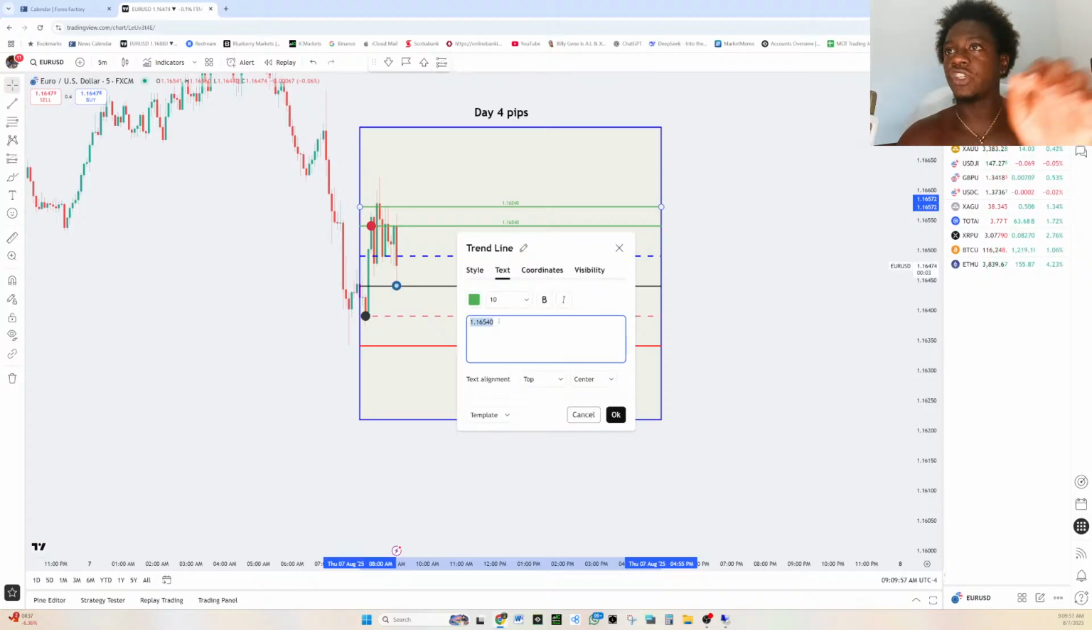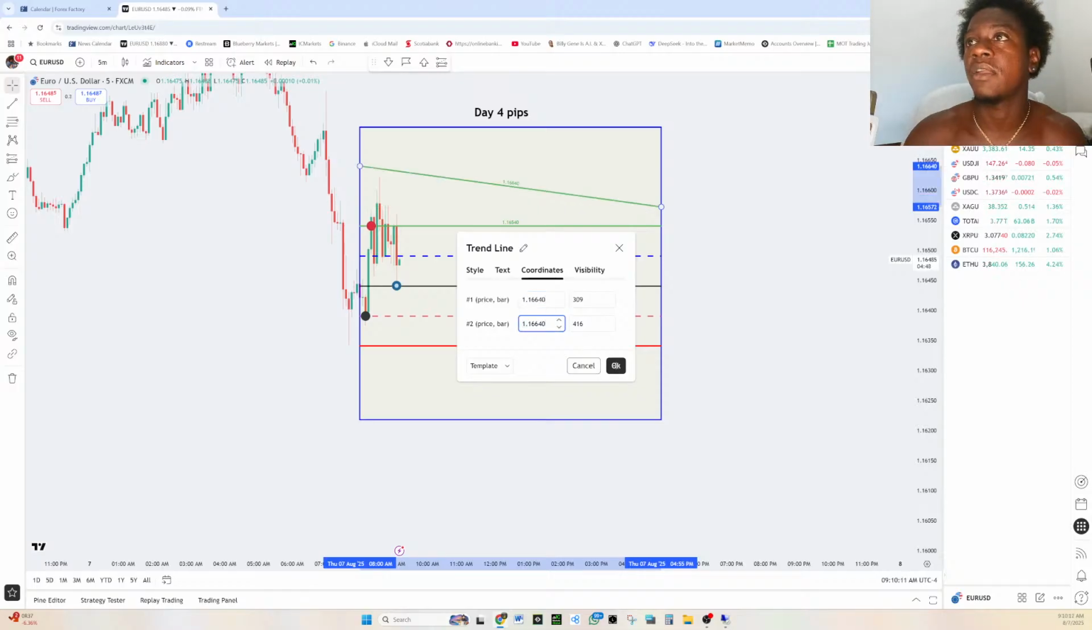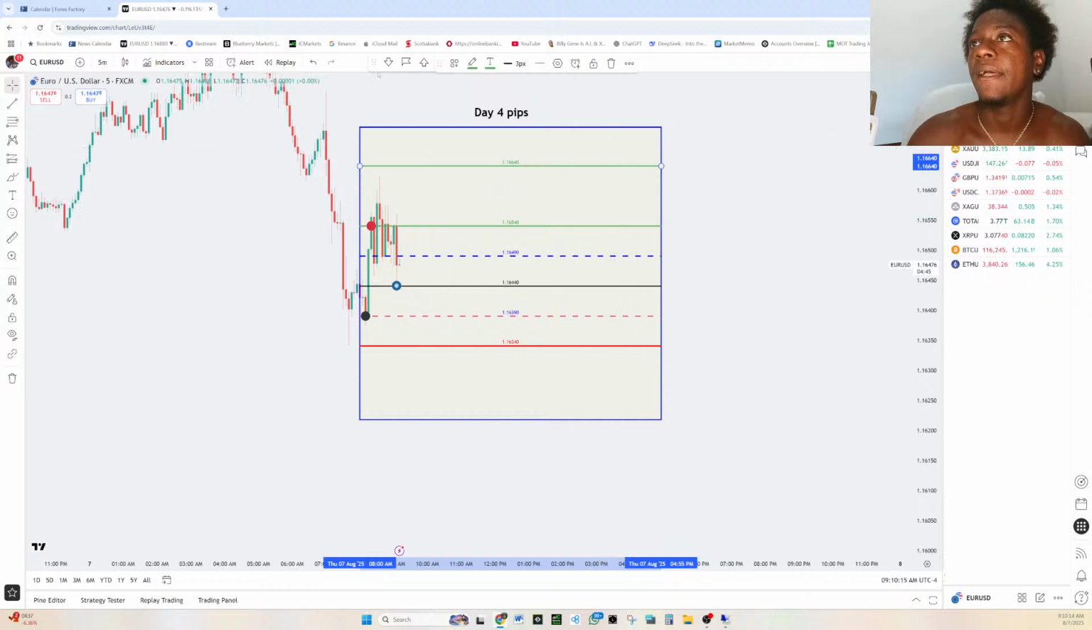So let's go ahead and project the next bullish level, which is going to be at 1.16640. And let's update the coordinates of this line. And this is going to be bullish level 2, which is going to be 20 pips above the 8 candle open price. All right. Let's see that there.